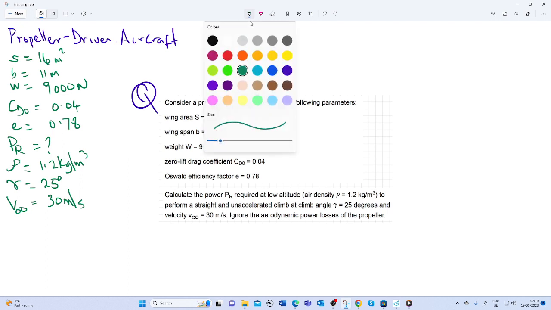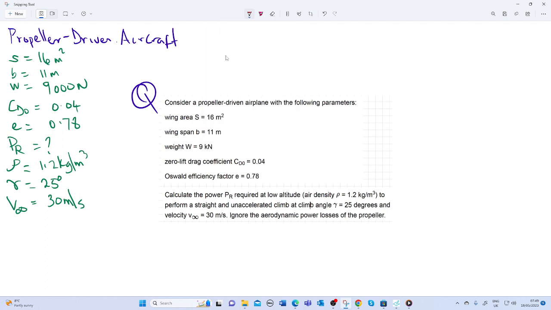Don't let us forget that using the wing area S and span B, we can calculate the aspect ratio for the aircraft, which is B squared over S. That gives us 11 squared over 16, which is 7.56. That's the aspect ratio calculation.